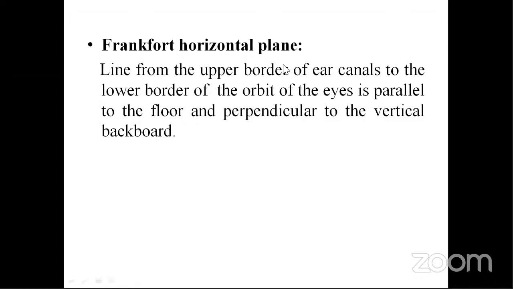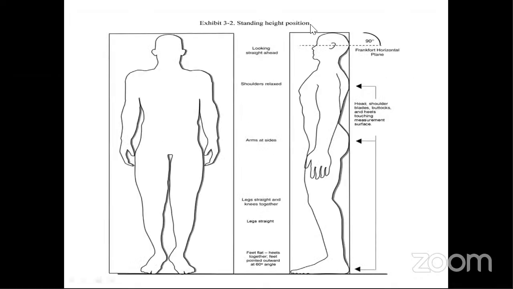So this is called the Frankfurt plane. The line from the upper border of the ear canals to the lower border of the orbit of the eyes should be parallel to the floor and perpendicular to the vertical backboard. You can see this in the previous picture.